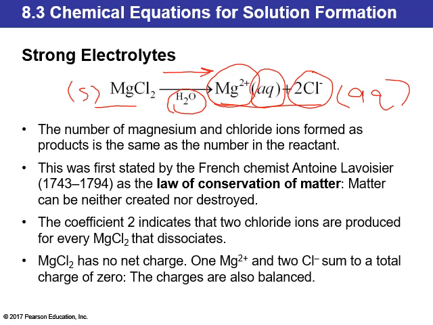So we can show in parentheses to the right of the participants in the reaction what state they're in. Magnesium chloride is a solid. When you add it to water, it becomes aqueous magnesium ion plus 2 aqueous chloride ions.